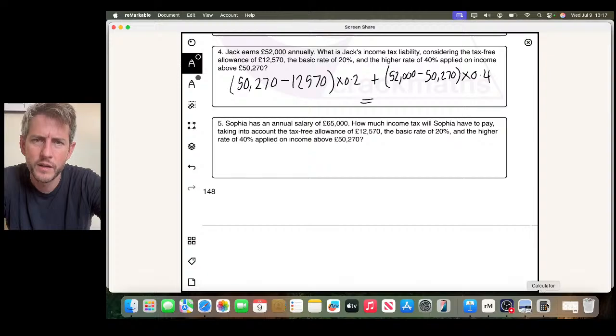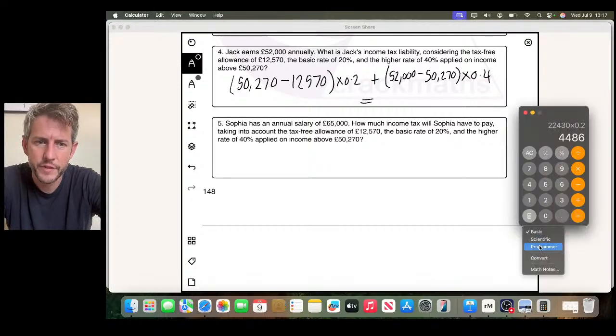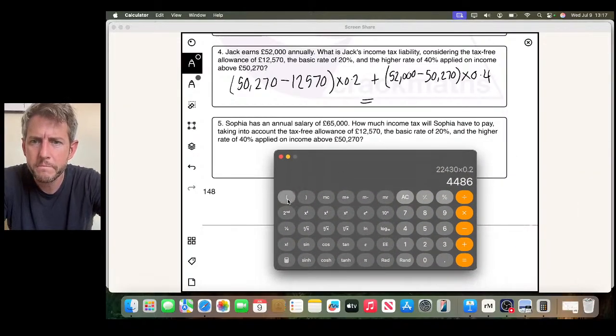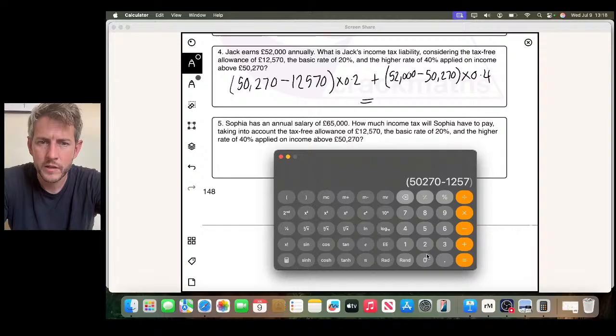I'll use the scientific calculator again for this. Okay, so here we go. We've got the first bit. So here we go, 50,270, take away 12,570. Okay, and then close that. Times 0.2. So that means he's paying the entirety of what he's allowed to pay for the basic rate. And then we're going to add on the little bit extra that he earns.